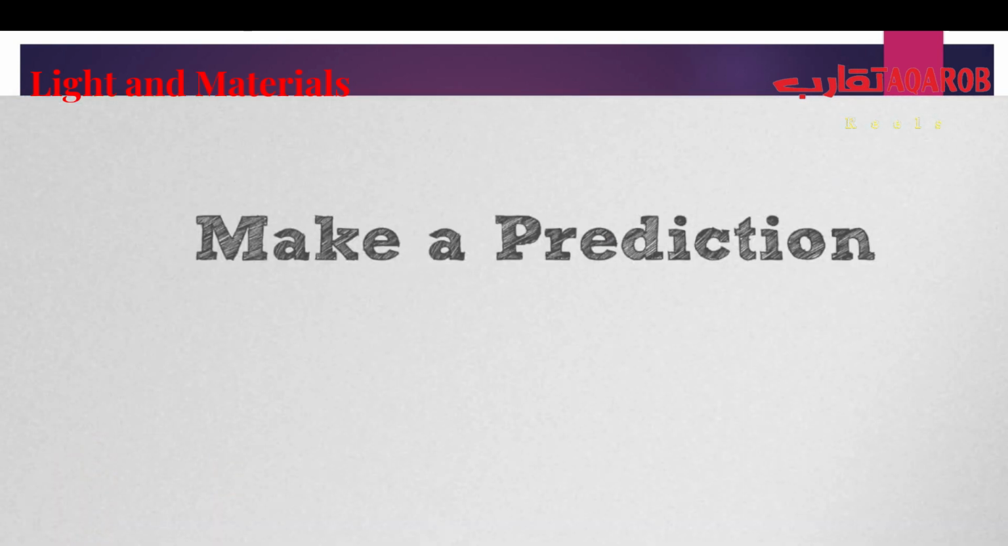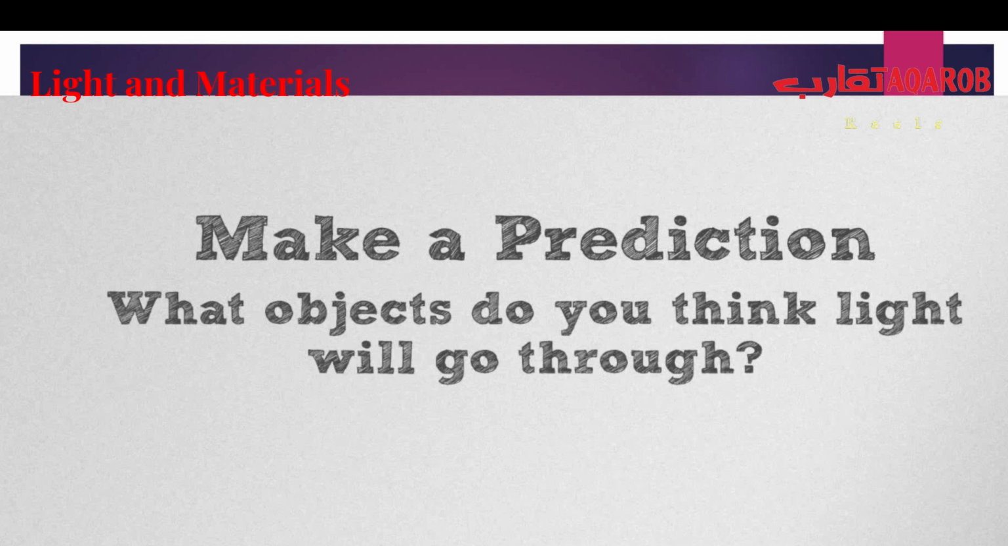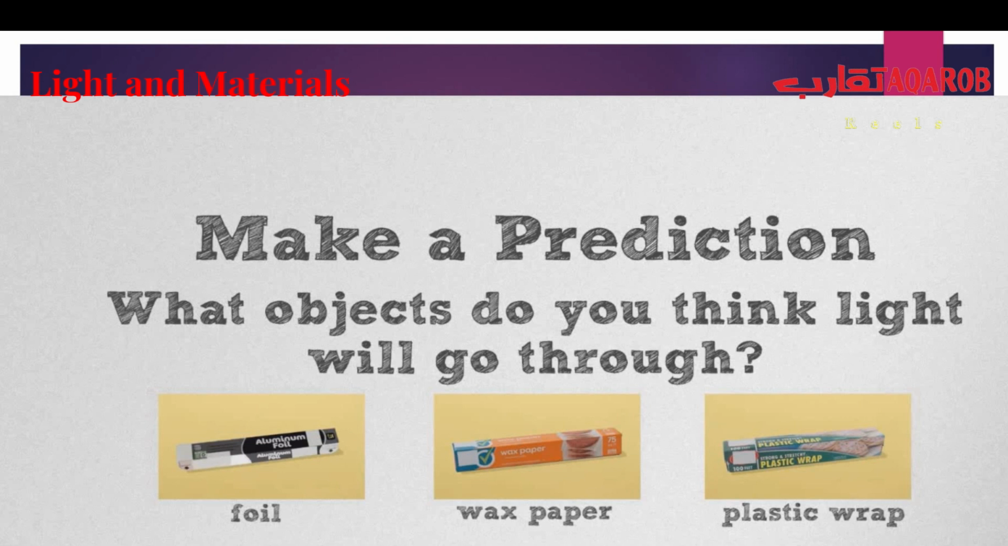Before you begin, make a prediction. What objects do you think light will go through? Later in the lesson, we will test aluminum foil, wax paper, and plastic wrap. Take a moment to share your predictions with your classmates. Then select Continue.